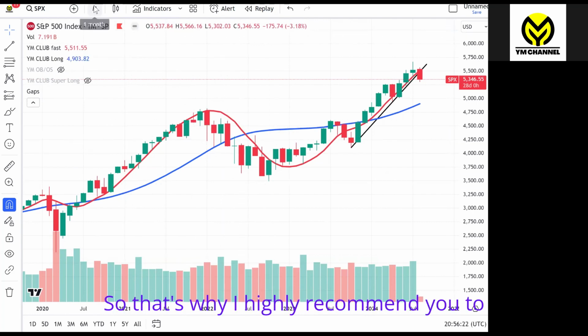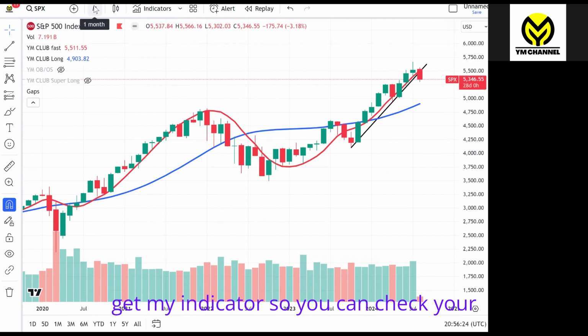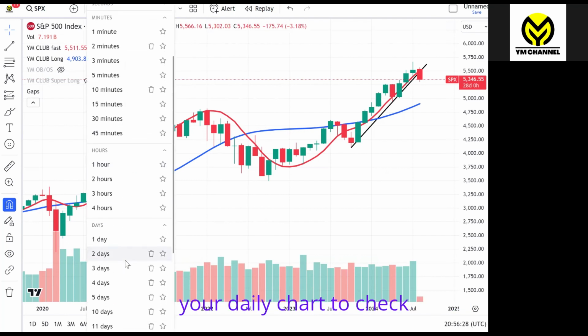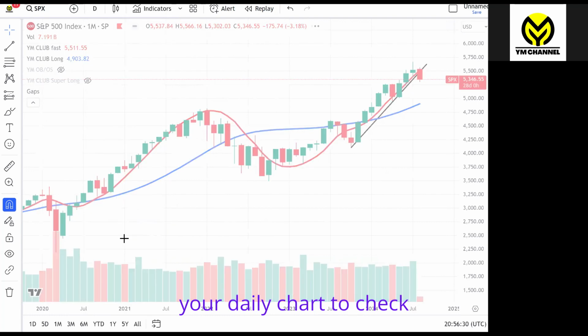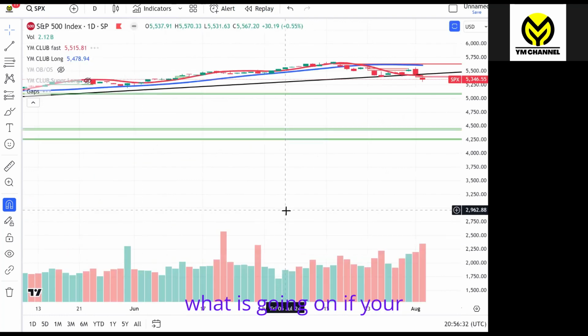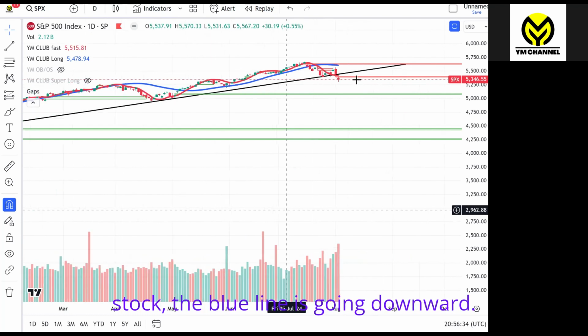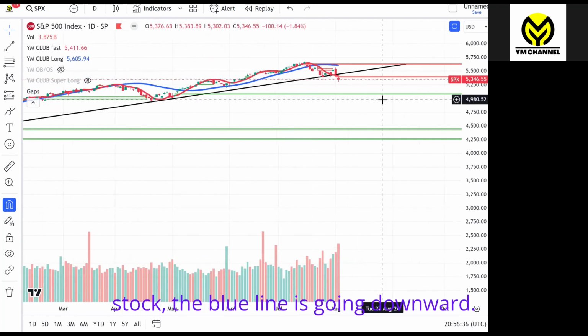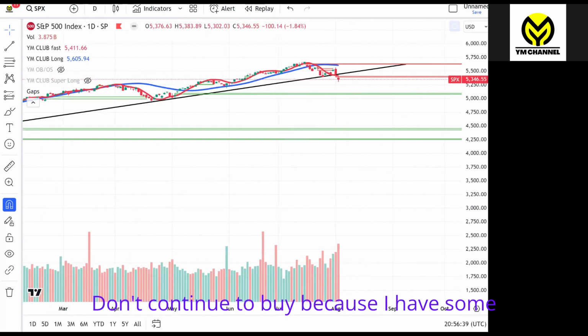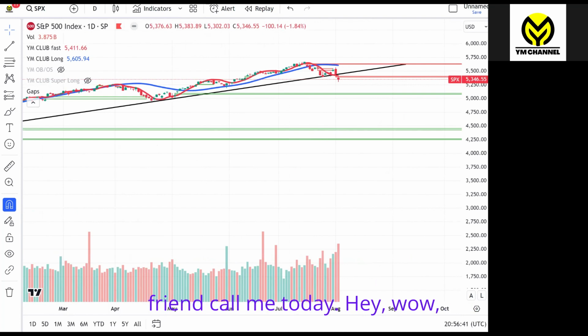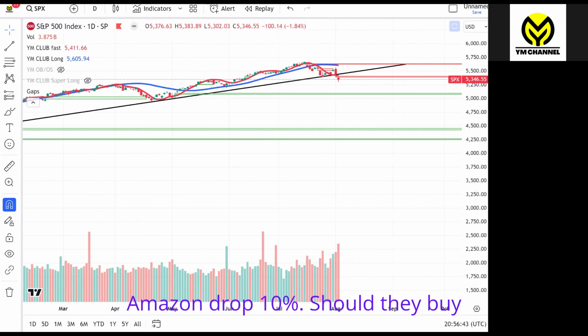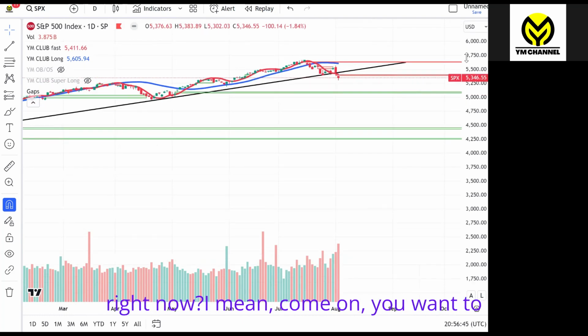That's why I highly recommend you get my indicator, so you can check your monthly chart and also your daily chart to see what is going on. If your stock's blue line is going downward, don't continue to buy. I have a friend who called me today, saying, hey, wow, Amazon dropped 10%. Should they buy right now?